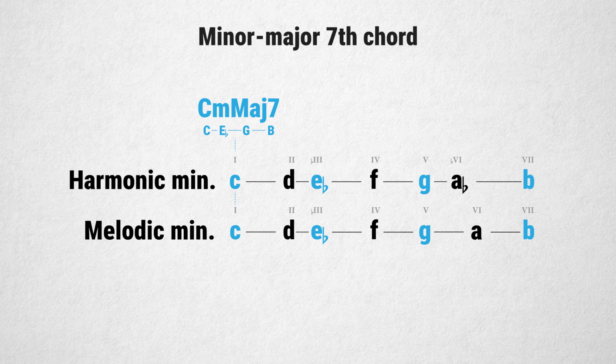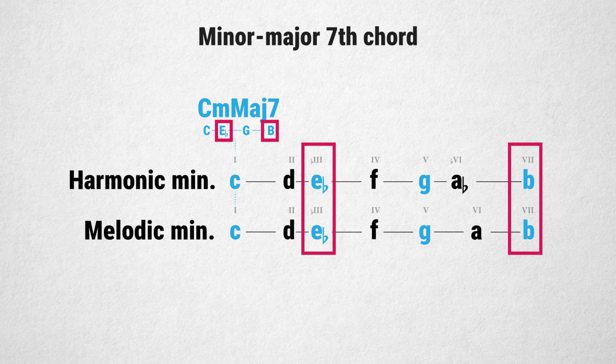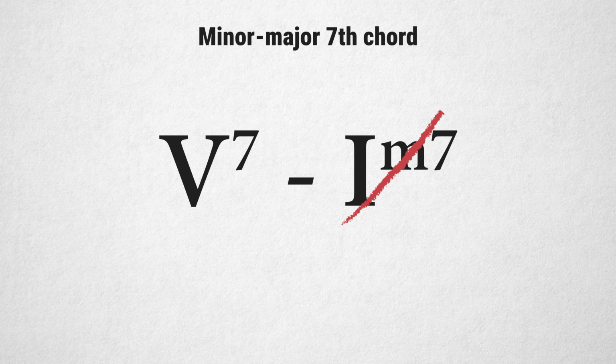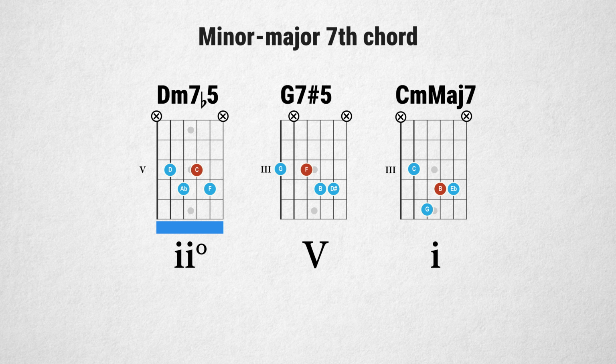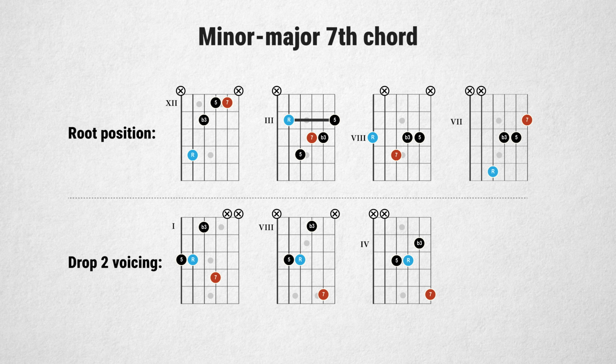The chord is the tonic of both harmonic minor and melodic minor scale. Both scales have a minor third and a major 7th degree, just like the minor major 7th chord itself. In jazz, the chord is often used as a substitution for the minor or minor 7th tonic chord. Now here you see some shapes for the minor major 7th chord in root position and in drop 2 voicing.